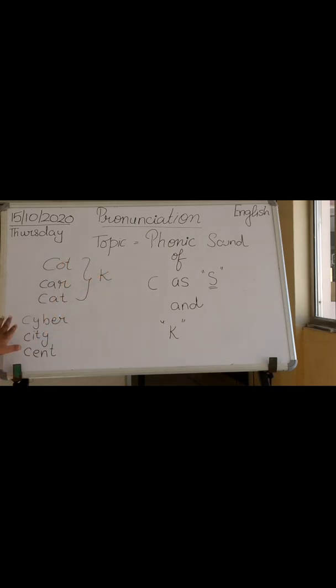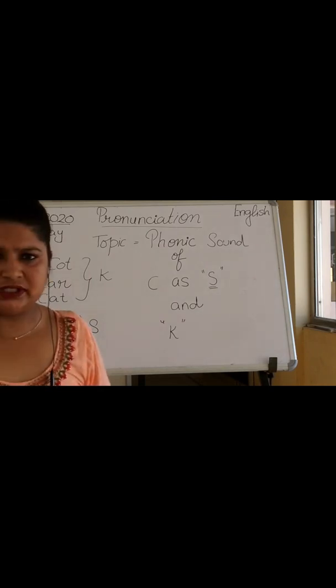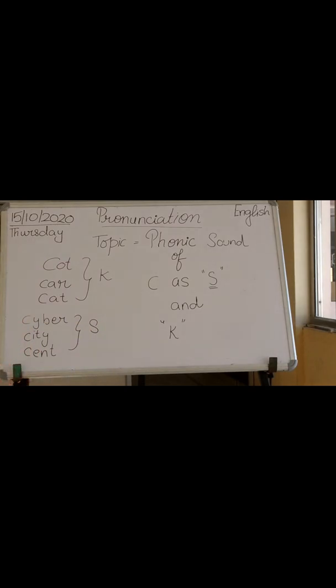Read these words. Cyber, city, cent. Once again, let's do the same activity. Close your eyes and once again recall these words. Cyber, city, cent. So feel what the first sound produced by letter C is. So the first sound is S. So this is our topic: when C will produce S sound and when C will produce K sound.